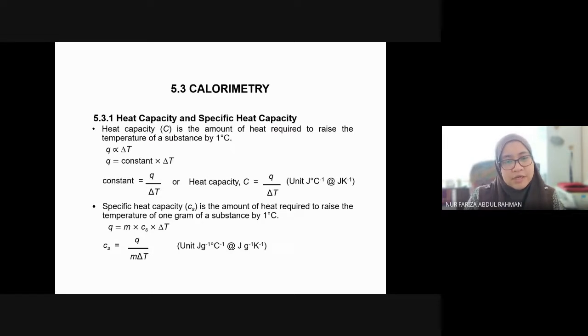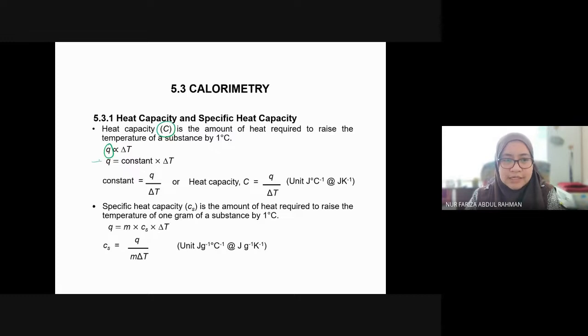Heat capacity, which we can represent as capital C, is the amount of heat required to raise the temperature of a substance by 1 degree Celsius. The energy or heat needed to raise the temperature by 1 degree Celsius. So the heat is directly proportional to the temperature. When the temperature increases, the heat also increases, or when the heat increases, the temperature will also increase.